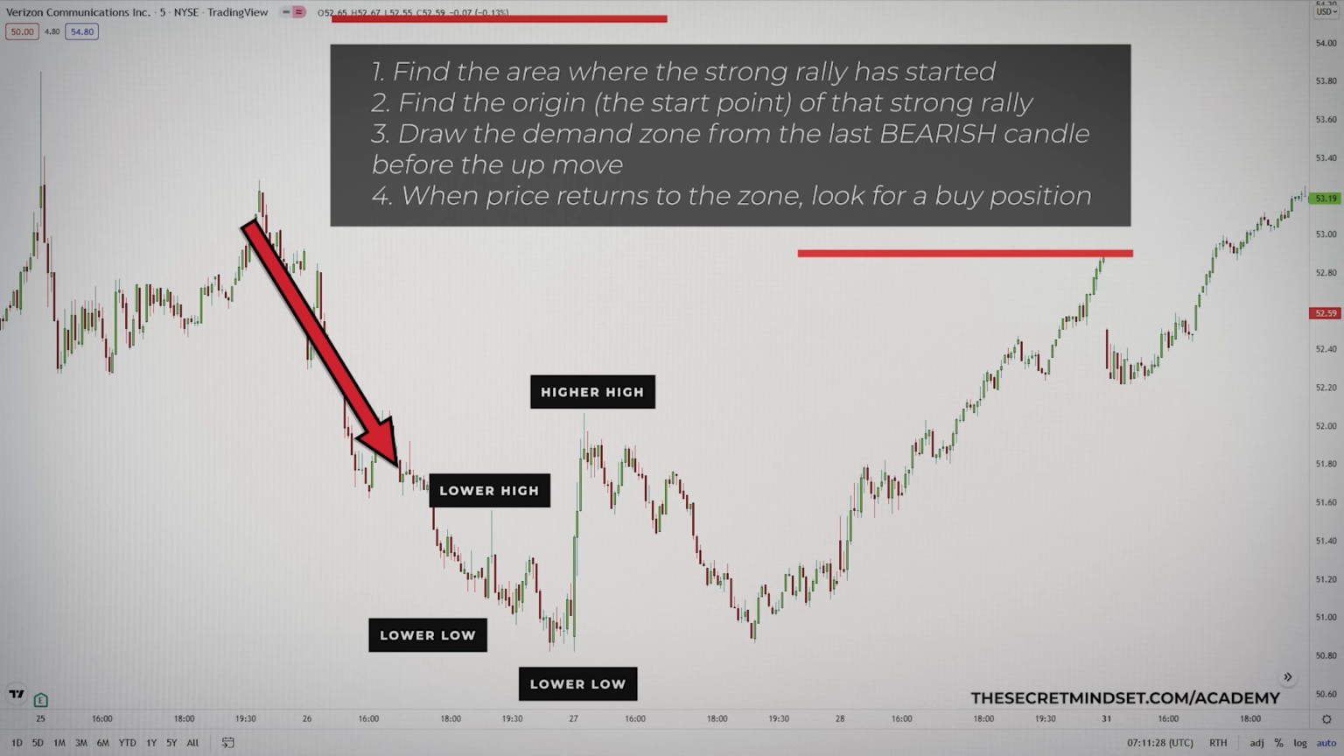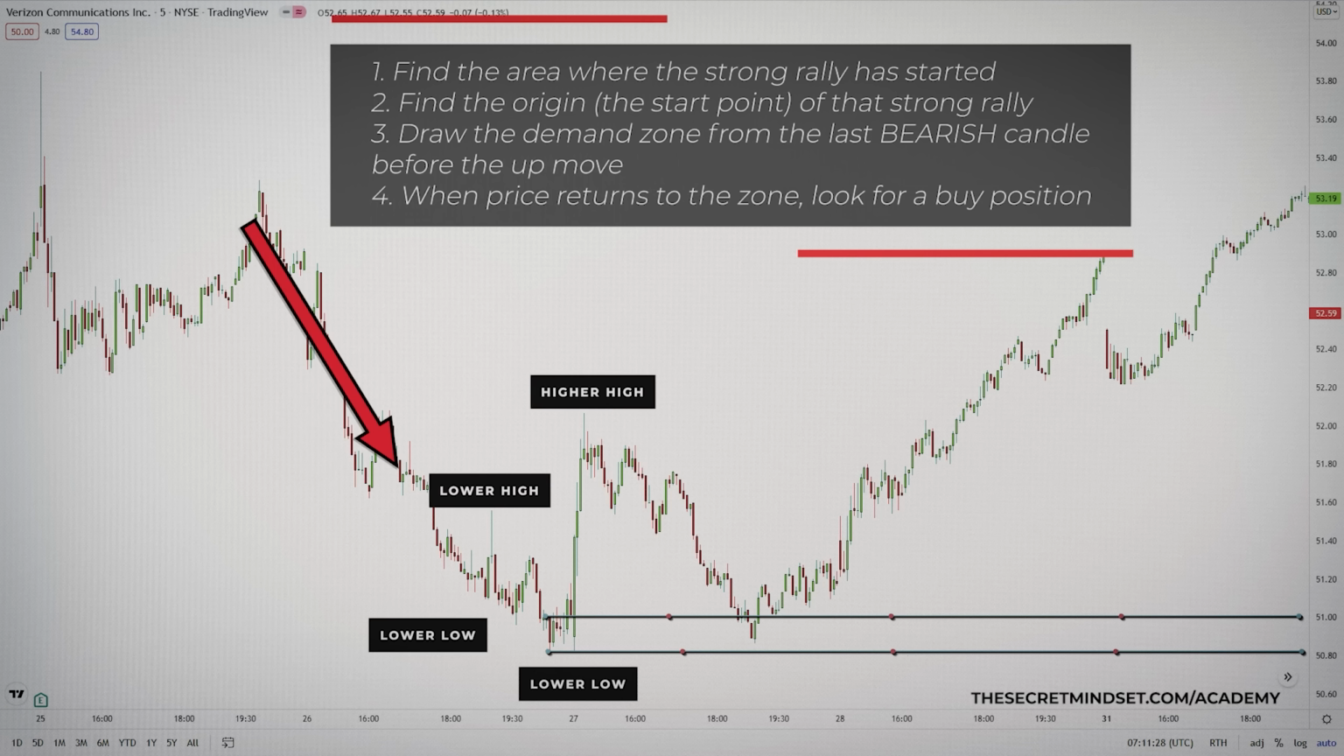Now you need to find out the origin or the start point of that strong rally. Remember that demand zones are found when the market makes a large move up from a single candle or from a base. You always draw the demand zone from the last bearish candle before the up move. When price returns to the zone, you can open a buy position with stops below the lowest low.